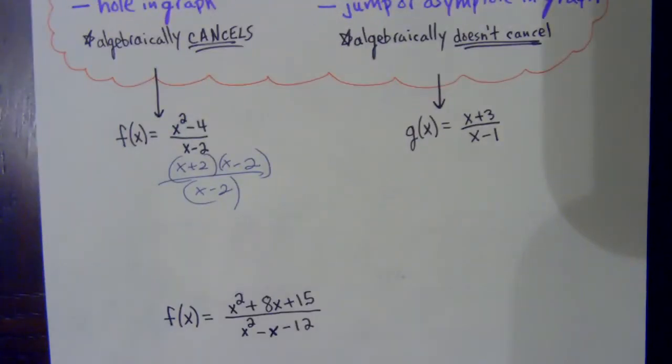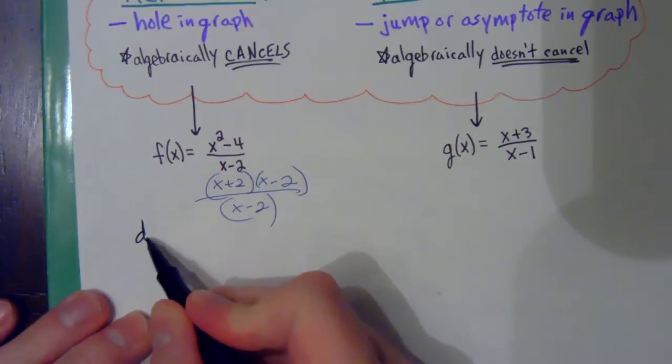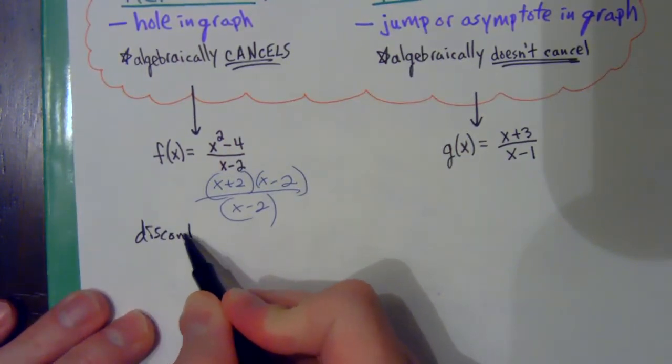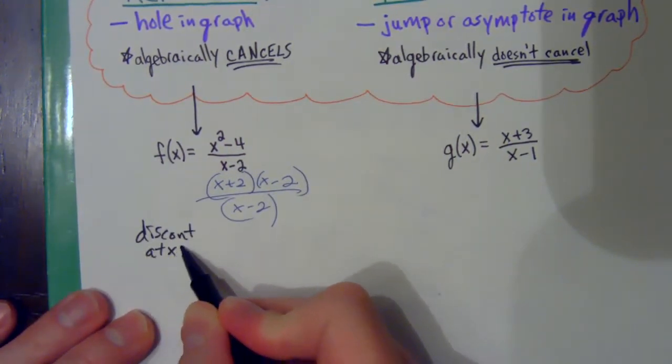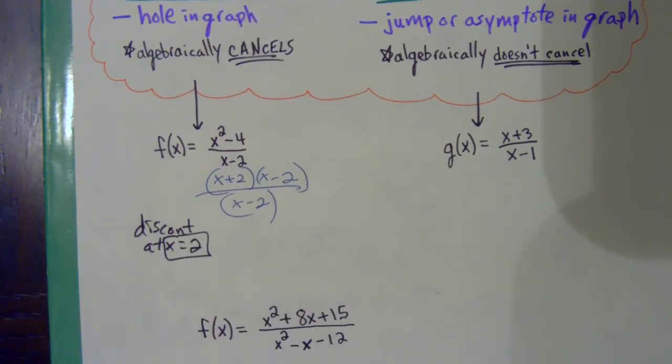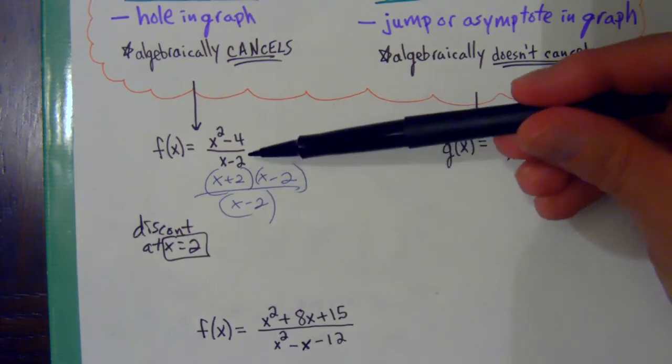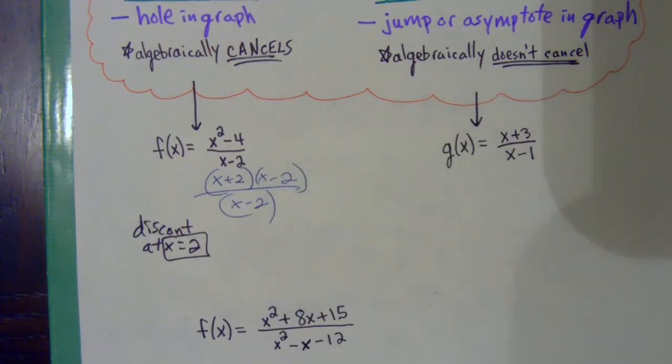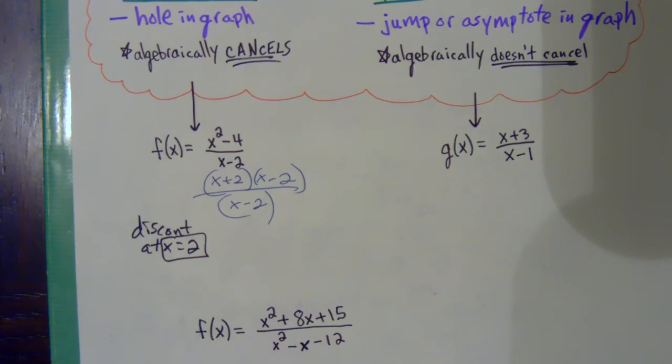So if I take that original denominator and set it equal to 0, I know this means it's discontinuous at x equals 2. That is your point of discontinuity, where the bottom of that fraction is equal to 0. So it's discontinuous at x equals 2. Now what we want to do is classify that as removable or non-removable.